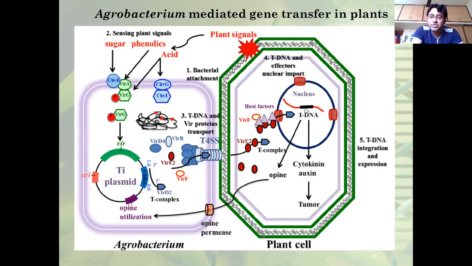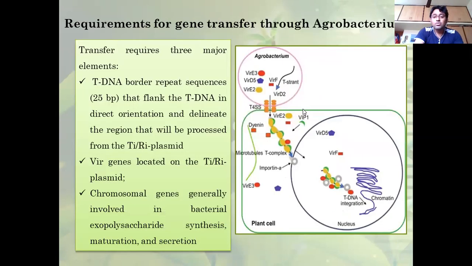is only possible if my expression cassette or the gene of interest is placed within the T-DNA. So first, we should keep in mind that for the successful integration of the T-DNA, we need the left border and right border sites that flank the T-DNA in direct orientation.